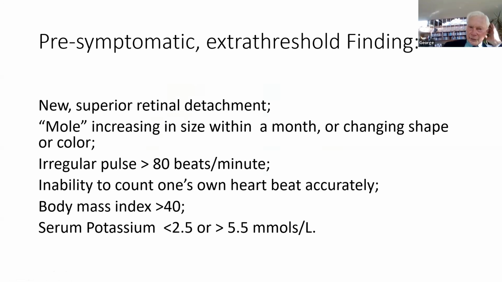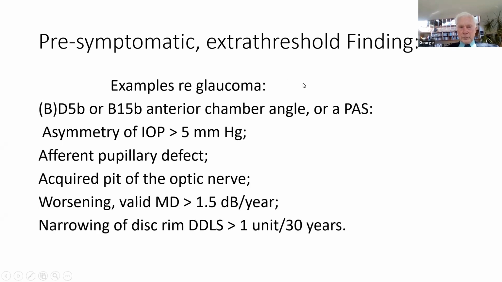These are some extra threshold findings. A superior retinal detachment that's new. A mole that's increasing greatly. Within a month, you can see it's grown, and then it's changing its shape. An irregular pulse, beating irregularly at greater than 8 beats. That's the sign that person's in trouble. Very interestingly, if a person can't count his heartbeat accurately, he has a short life expectancy. People with body mass over 40, they're sick. They're going to die soon. Serum potassium, if it's below 2.5 or above, you better pay attention to that. Those are important findings.